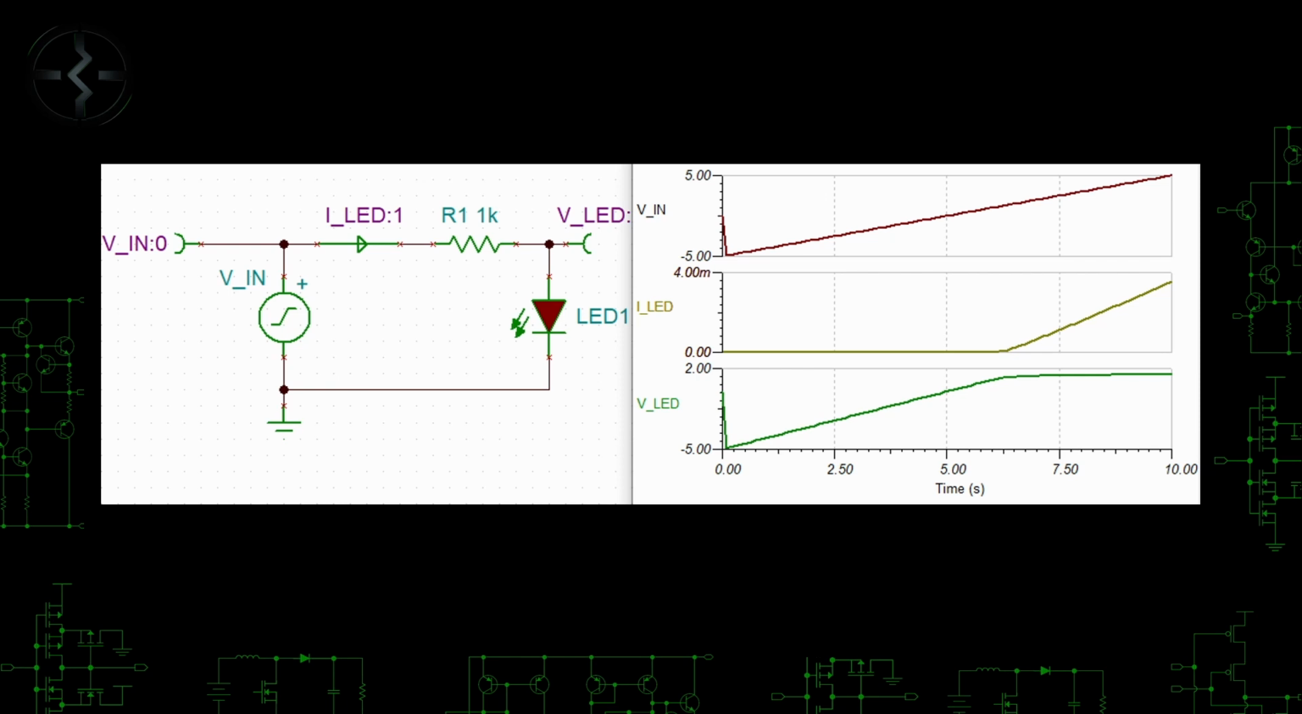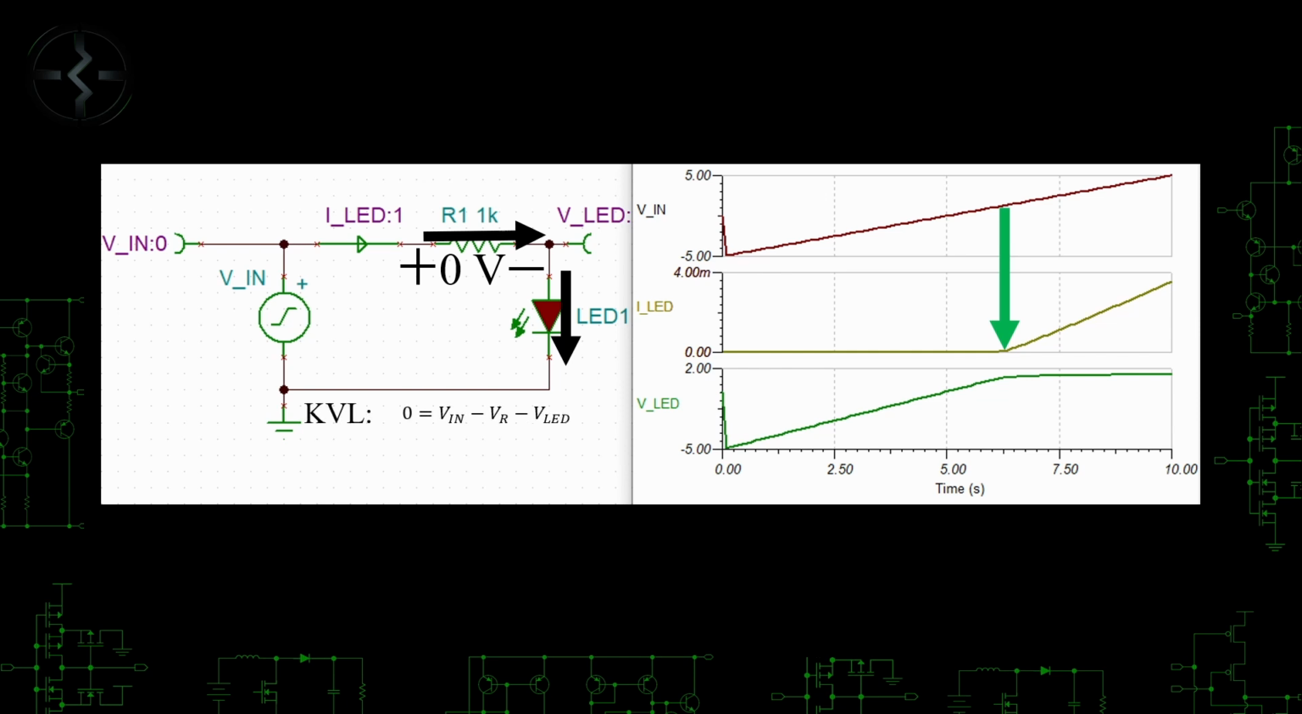over time. The input voltage slowly ramps up from -5 volts to +5 volts, which is what I programmed it to do. The second and third graphs show the current and voltage of the LED respectively. Before this point, at about 6.25 seconds, the LED current is 0 and the voltage across the LED is equal to the input voltage. This is because the LED is blocking current from flowing. So the current through the resistor is also 0, and the voltage across the resistor is defined by Ohm's law as current times resistance. 0 times 1000 is 0, so the voltage drop across the resistor is also 0.